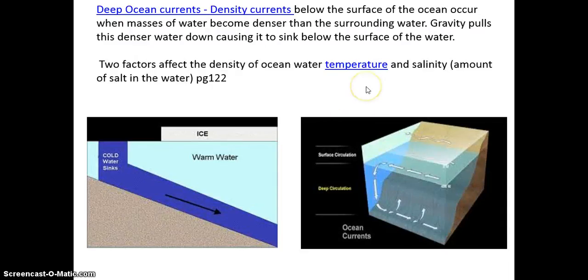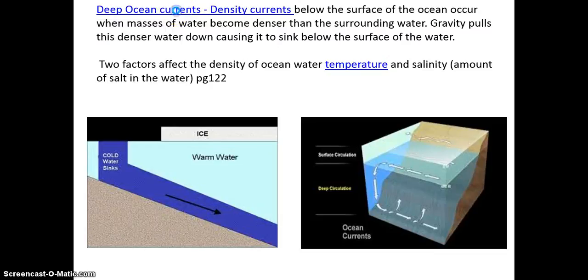I want to talk now about deep ocean currents. Deep ocean currents are caused by density. They're also known as density currents, and they happen below the surface of the ocean. That's when water becomes denser. Well, how can water become denser than other water around it? There's two different ways, okay? And that is the density of ocean water based on its temperature and on its salinity, the amount of salt that it has. This is on page 122 in your books. I encourage you to look at that.